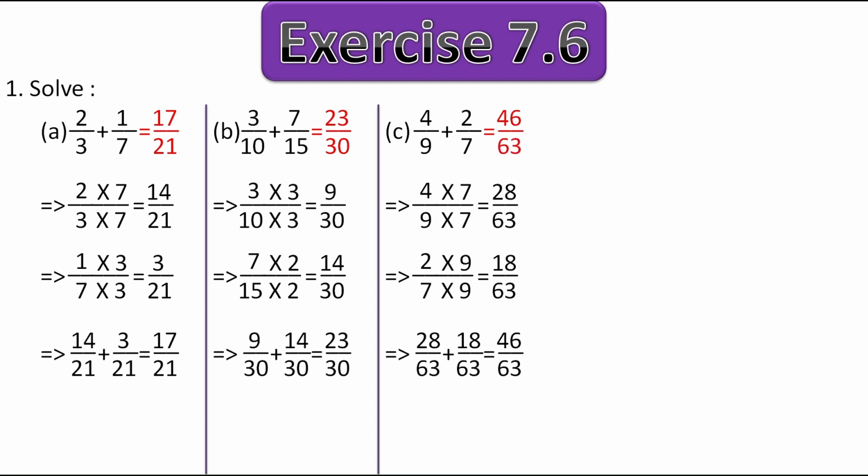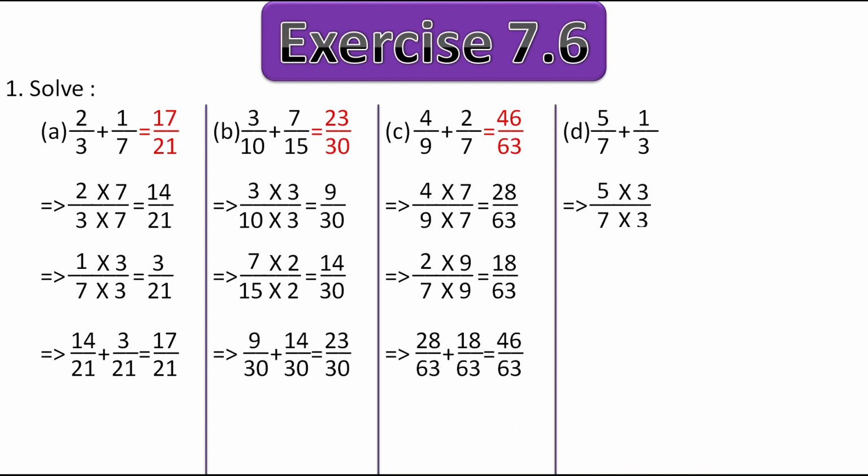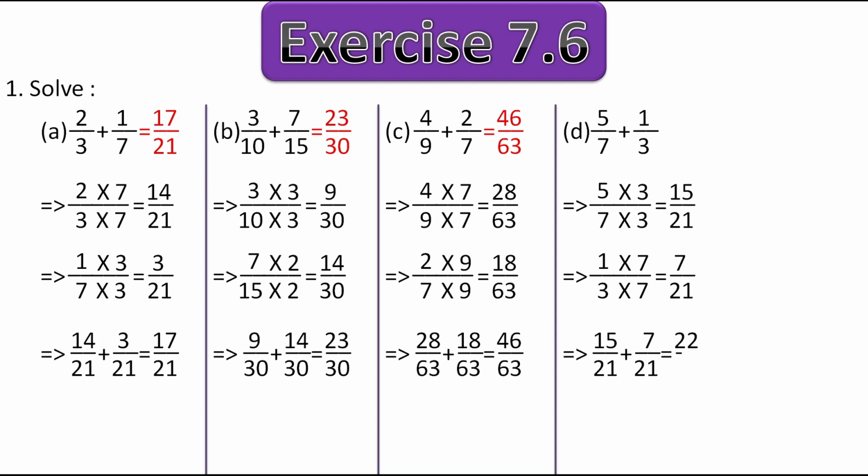Okay. Now let's move to the next one, that is the fourth one. 5 upon 7 plus 1 upon 3. Now again we have 7 and 3 as co-prime numbers. So take 5 upon 7 and multiply it with 3. So I got the answer as 15 upon 21. And now I'll take 1 upon 3 and multiply it with 7. I got the answer as 7 upon 21. Now I have the same denominators. So I'll add them. 15 upon 21 plus 7 upon 21 is equal to 22 upon 21.